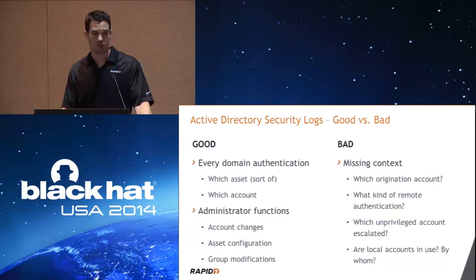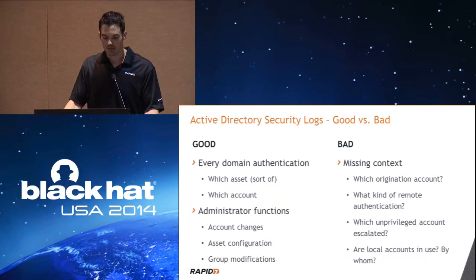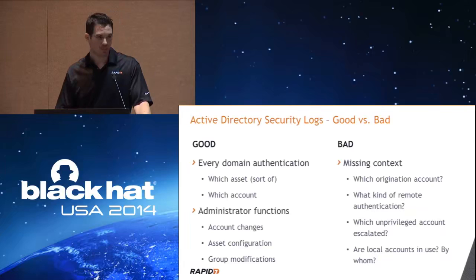Administrative functions, these are really good out of the audit logs, seeing when somebody's promoted to domain admin, seeing if various changes are done, they're added to a group, or someone changes configuration on a system. All of that is great, and we still use that today to detect malicious activity. But what's bad is you don't have the origination account when there's an impersonation. You don't know details about what kind of remote authentication. It's kind of just the fact that it was on the network. You don't know which unprivileged account became the domain admin when that was authenticated. And you have no idea.